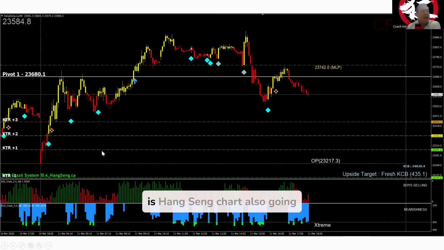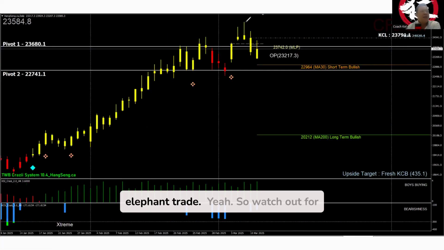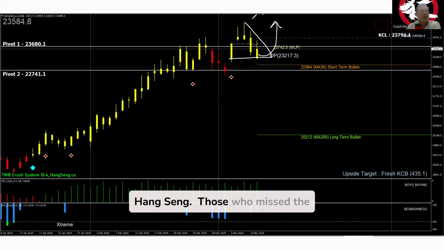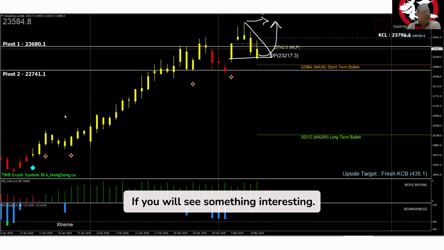Okay. All right, this is the Hang Seng chart also going up very nicely. Now, Hang Seng is a potential elephant trade. So watch out for Hang Seng. Those who missed the last time, you don't want to miss this time. So check the Hang Seng trade for today. You will see something interesting.